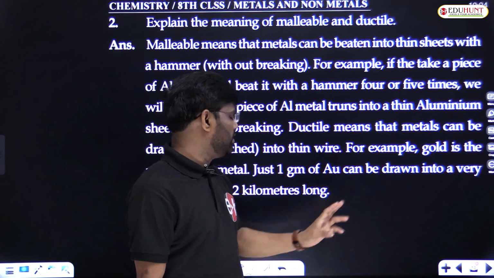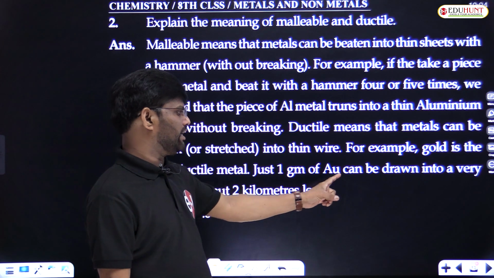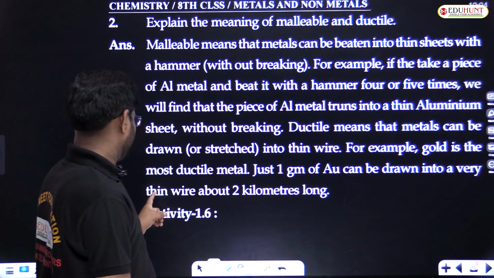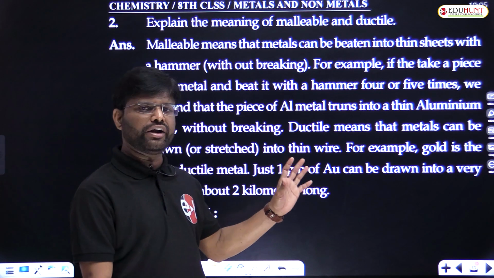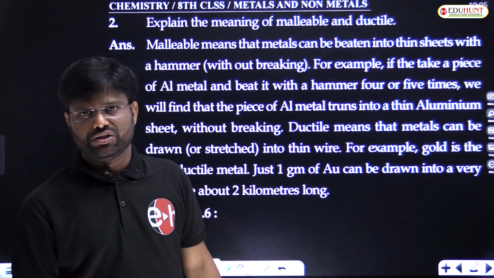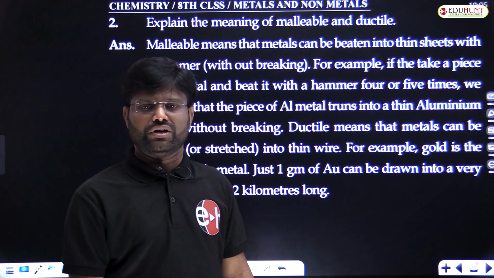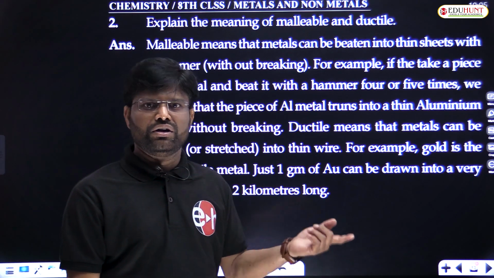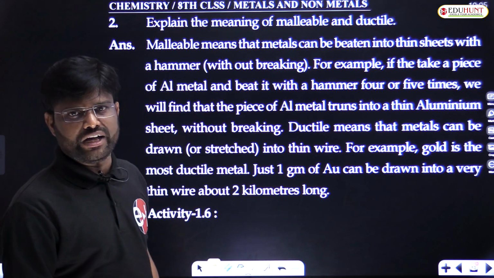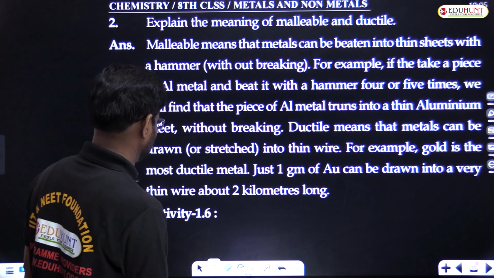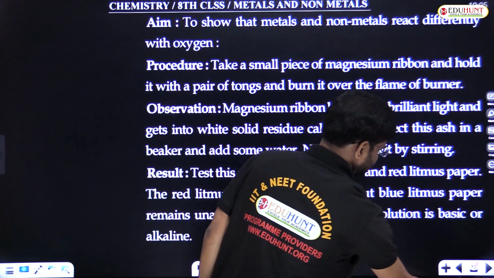For example, gold, which is the most ductile metal. 1 gram of gold can be drawn into very thin wires of about 2 kilometers. So that is about malleability and ductility. Gold you can do with malleability, and you can do with ductility.